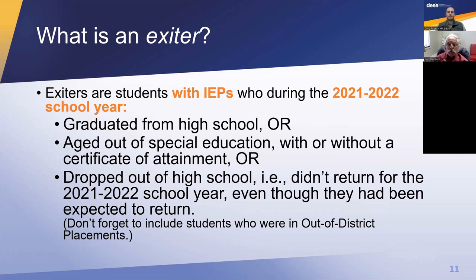Exiters are students who had IEPs, who during the 2021-2022 school year graduated from high school, aged out of education with or without a certificate of attainment, or dropped out of high school. And note that includes those students who were expected to return for the next school year, but didn't.